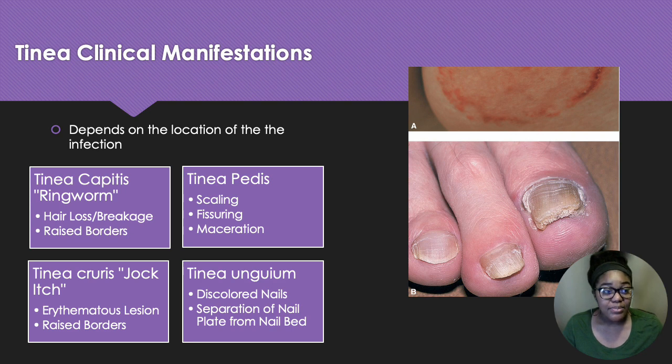Clinical manifestations depend on the location of the infection. We have tinea capitis, which is ringworm, and normally this is featured in the head area. You'll see hair loss and breakage. You'll see raised borders if it's not in the hair, but again, ringworm has these features. You have tinea pedis, which is scaling, fissuring, and maceration on the feet. You have tinea cruris, which is also known as jock itch. You'll see an erythematous lesion or a red lesion on the penis, or you'll see raised borders similar to that of ringworm. And you have tinea unguium, where you'll see discoloration in the nails or separation from the nail plate from the nail bed.